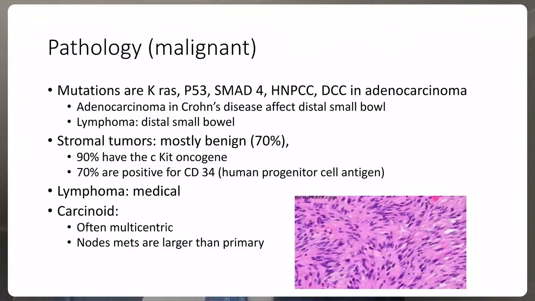Now, lymphomas in general, the most common ones that I have seen are diffuse large B-cell lymphomas. And obviously this is a medical treatment, and our role most of the time is to relieve small bowel obstruction or obtain a lymph node biopsy to establish the diagnosis, and then the patient gets treated for their lymphoma.